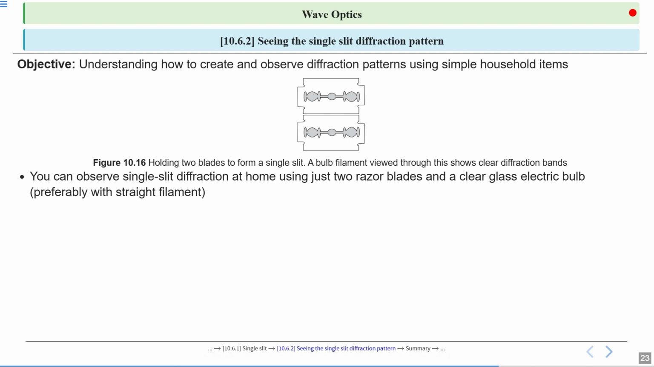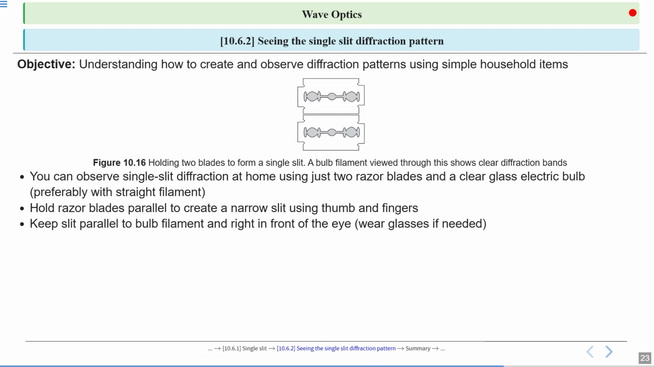All you need are two razor blades and a clear glass electric bulb, preferably one with a straight filament. This setup will help us see the diffraction pattern easily. Next, hold the razor blades parallel to each other to create a narrow slit. Use your thumb and fingers to adjust the blades. The slit will act as our single slit for the diffraction experiment.